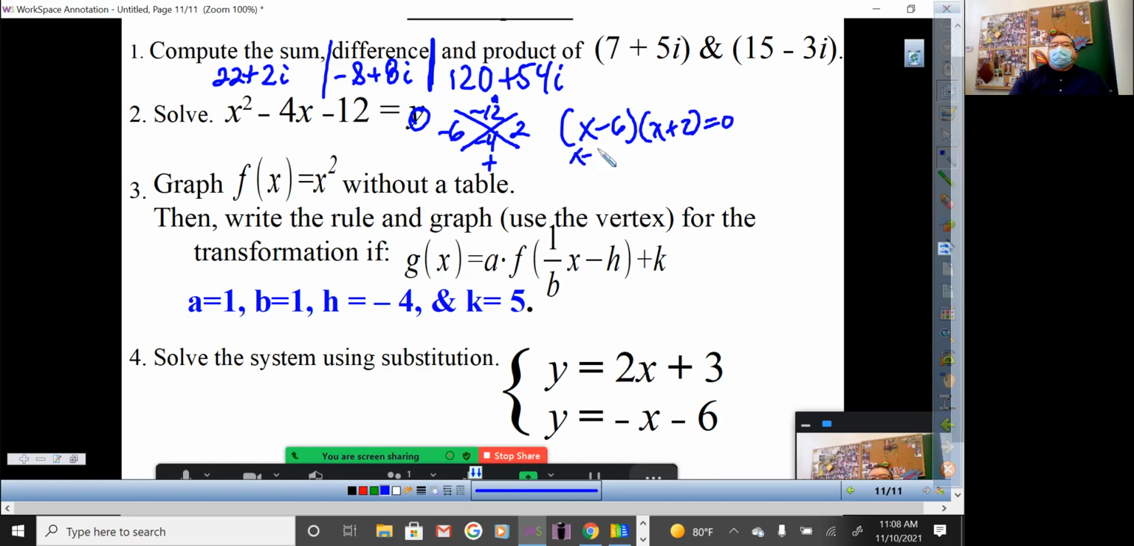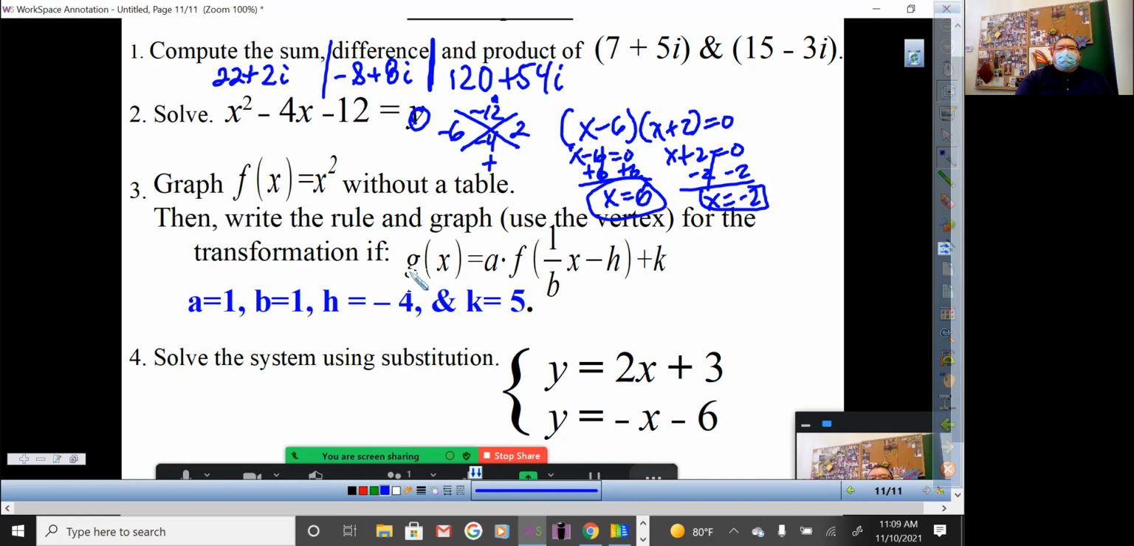Set each one equal to 0. x minus 6 equals 0, x plus 2 equals 0. Then we solve. Plus 6, x equals 6. Minus 2, x equals -2. And by completing the square, you should have gotten the same thing. Yes? Hands, have you got that? Okay, pretty good. Let's go to number 3.